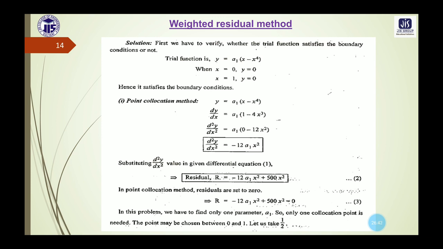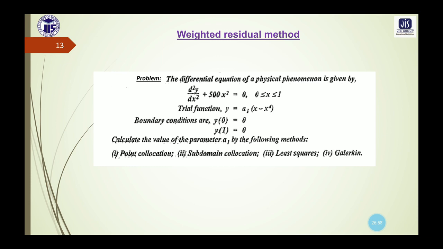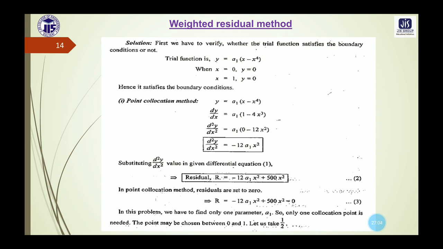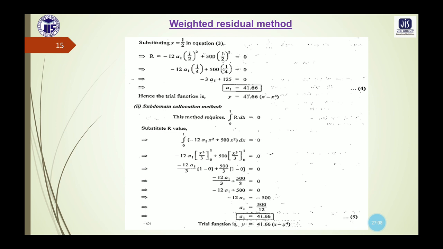Now in this problem, we need to find the parameter a1. So that means only one collocation point is needed, and that point may be chosen within the range of 0 to 1, because that range was given in this numerical, that x lies within 0 to 1. Now in between 0 to 1, let us choose the point half.